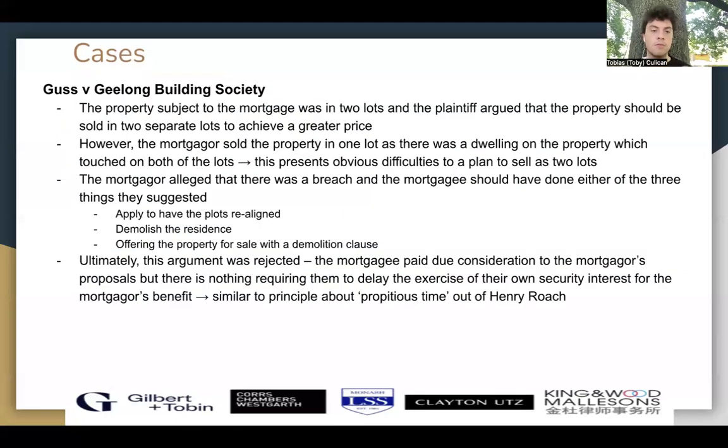Cool. Gus versus Geelong Building Society. Also, I'm really sorry, this subject is not boring, but this topic is a bit dry.